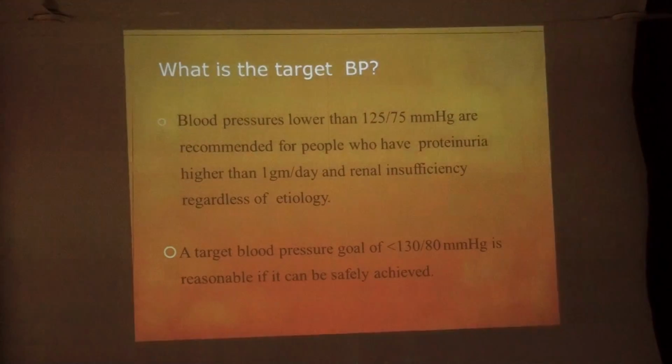Now a common question: how much BP should we keep in diabetes? A patient asks, I am diabetic, how much should my BP be? Normally we label 140 by 90 and above as hypertension. But in diabetes, even lower is better. Around 125 by 70 is recommended for people who already have proteinuria. But as a target, we are satisfied if we achieve 130 by 80. Going much lower is not better, but higher blood pressure is never safe. So 130 by 80 should be our target.